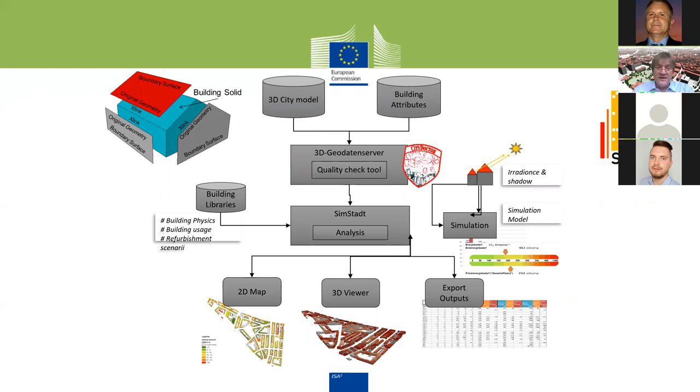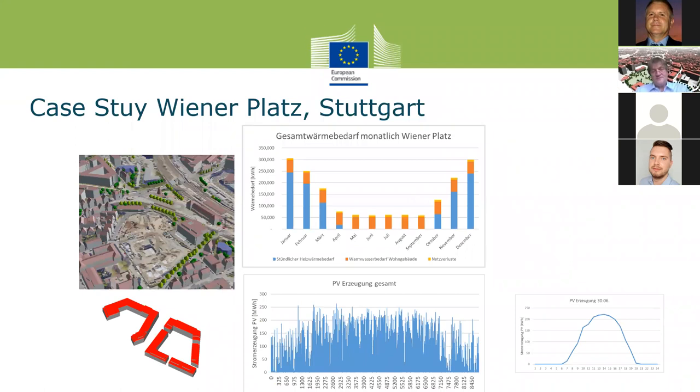Here you see the overall architecture of the system. I will not go into details here, but the main message is we have the 3D city model. We have some additional attributes. We need to validate this. Of course, quality management is important. And if we have gaps in the data, we use building typologies to make assumptions for the unknown part, what is not in the data set. We assume based on building typology which U value the walls have for heat transmission.